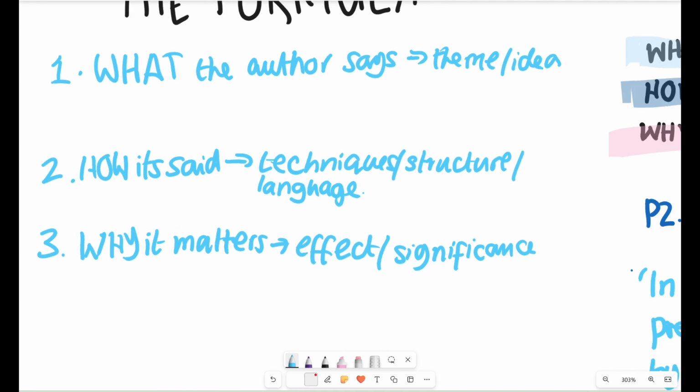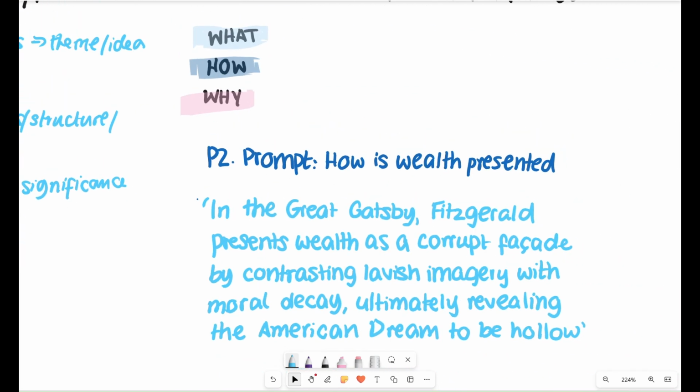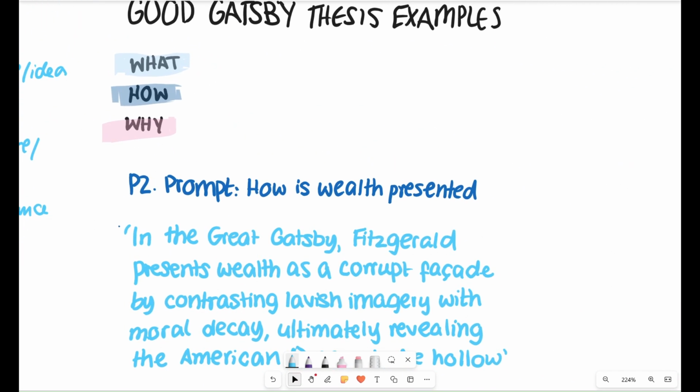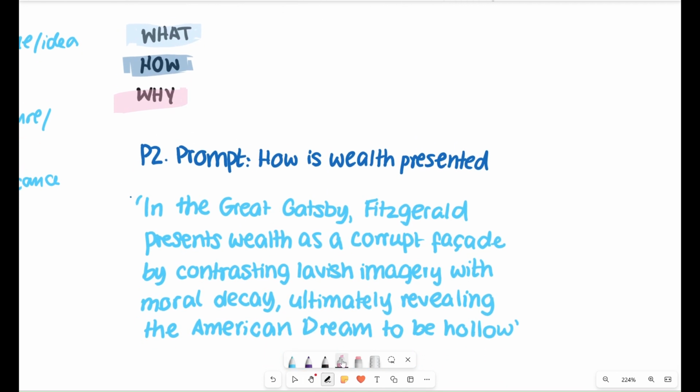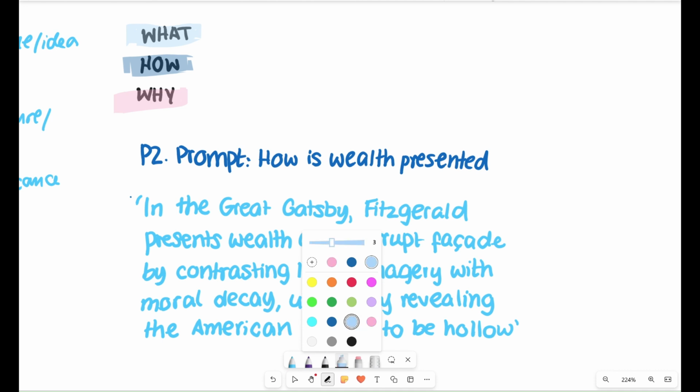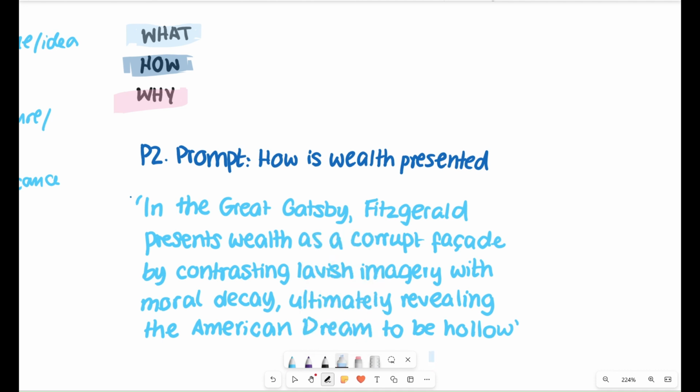Now I'm going to show you a good Gatsby thesis statement, and I'm going to show you why it works as a thesis statement. This could come up in your paper too, say the prompt is, how is wealth presented in The Great Gatsby? This is a really good thesis statement because it has all 3 parts of the formula. It says: In The Great Gatsby, Fitzgerald presents wealth as a corrupt facade by contrasting lavish imagery with moral decay, ultimately revealing the American dream to be hollow.